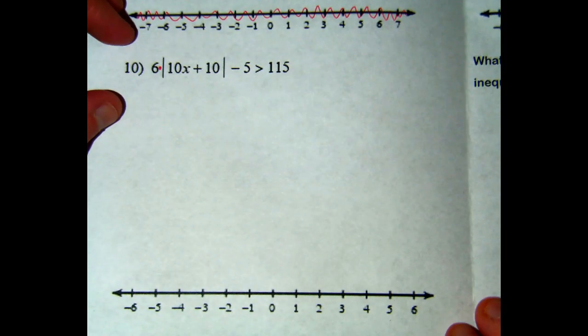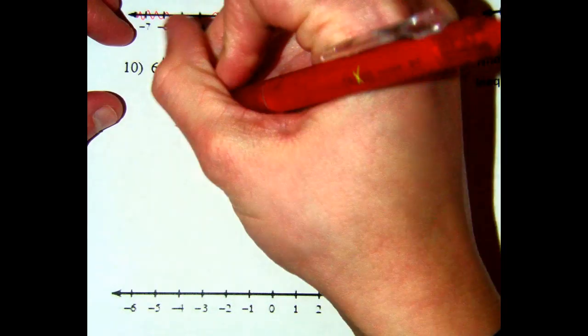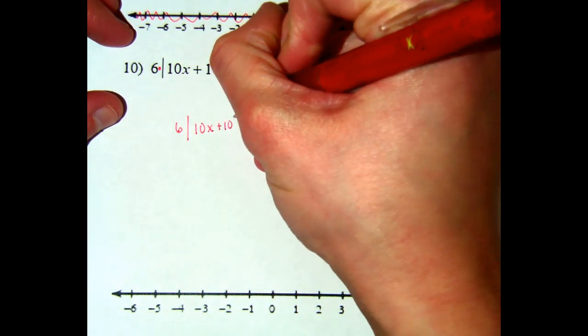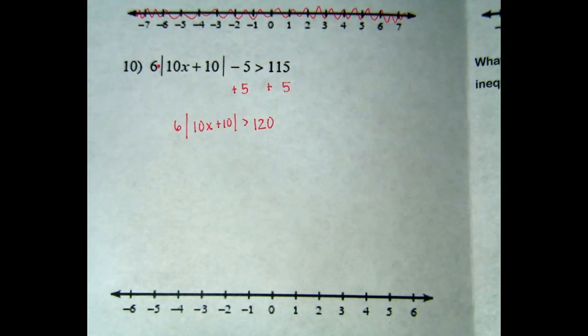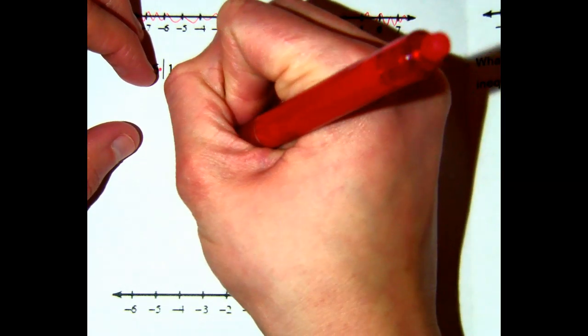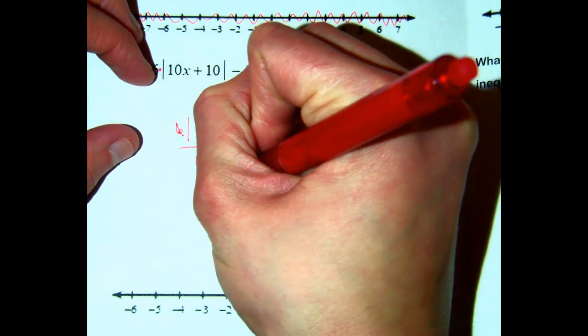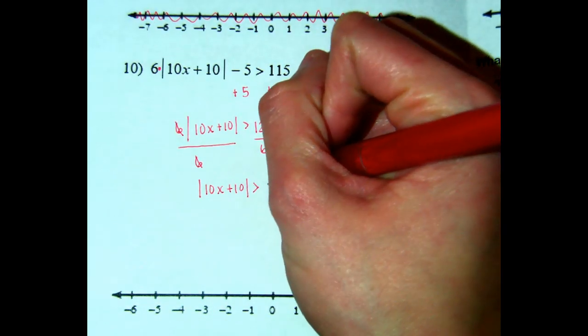Number 10, everything away from the absolute value bars. We have a 6, which is, remember, multiplication, so times 6. And we have a minus 5, so we're going to go ahead and add the 5. So we're going to bring the 6 and the absolute value back down. And we have greater than 120. We don't have a negative number now, so I know it's going to be okay. To continue to do this problem, I'm going to divide by 6. So the absolute value of 10x plus 10 is greater than 20.